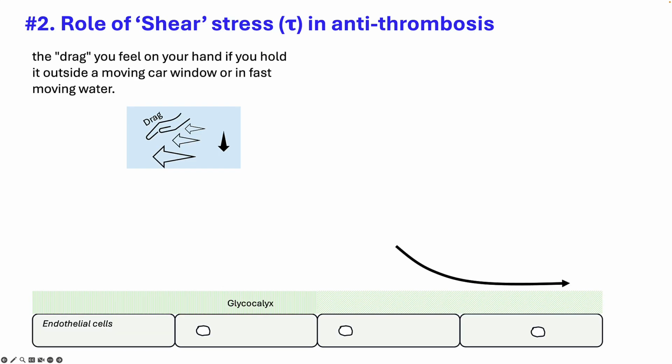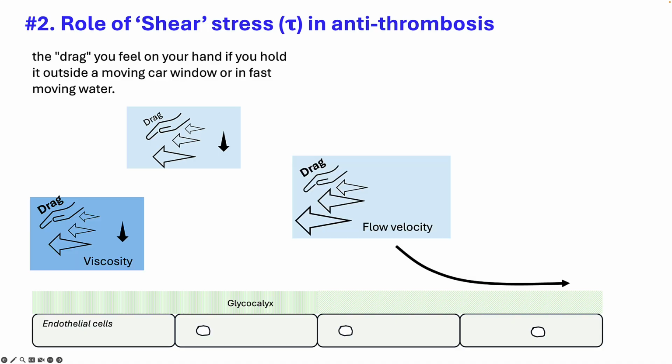One of the most important processes that results in antithrombosis in your blood vessels is shear stress. Shear is the drag you feel on your hand if you hold it outside of a moving car or moving water. And you would notice two things. This drag force increases as viscosity increases. That's why you feel more drag in water than in air. And drag also depends upon the flow velocity. That means the faster your car is driving, the more drag you will feel.